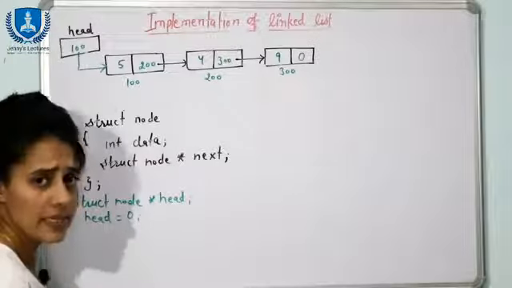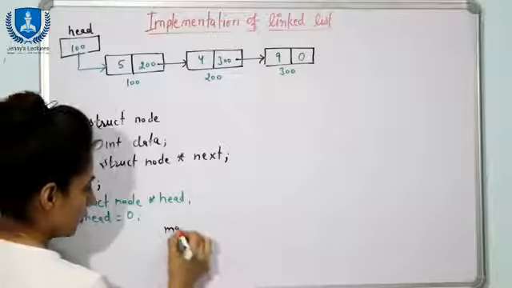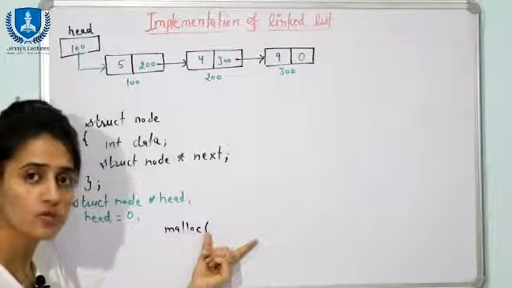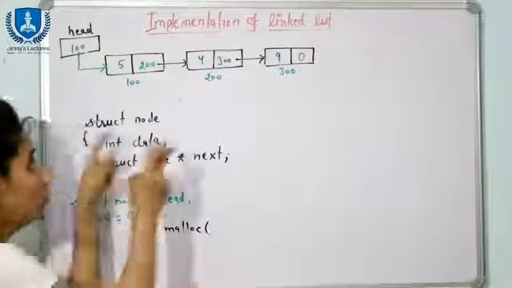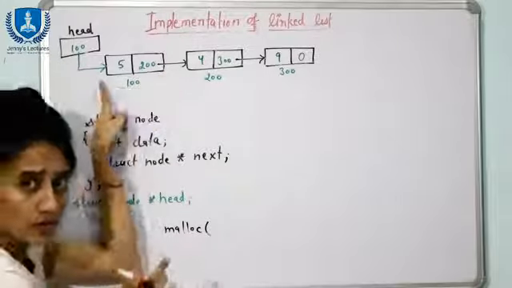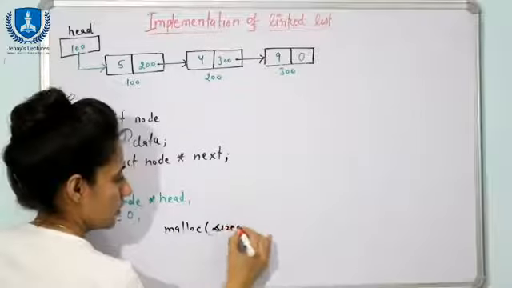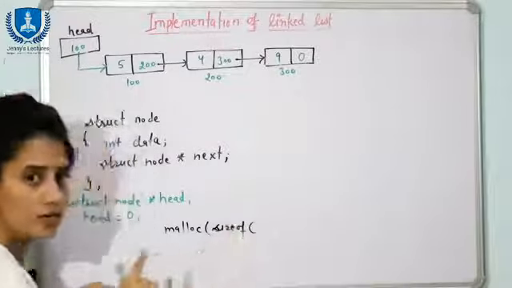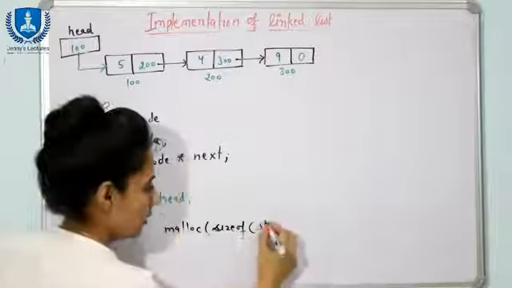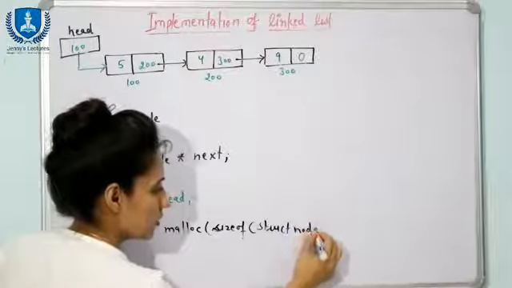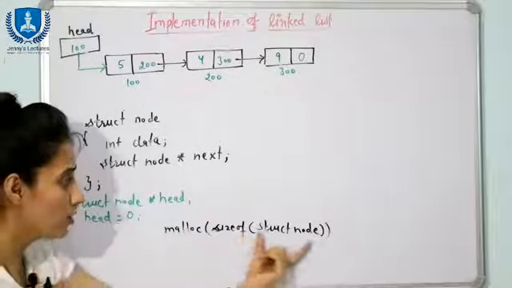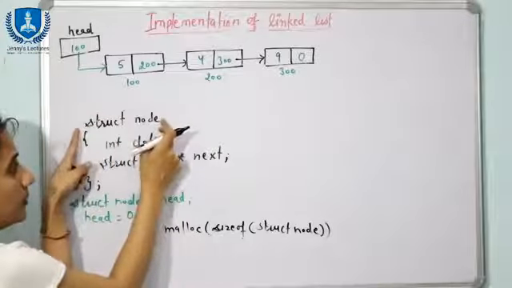Fine. Now how can you use the malloc function? See, the syntax is: you simply write malloc, and in brackets you will write the size, how much memory you want. So how much memory do we want here? According to the size of this node. So here you will write sizeof, and in brackets you will write the data type of this node, that is struct node. So how much memory is to be allocated? Size of struct node.